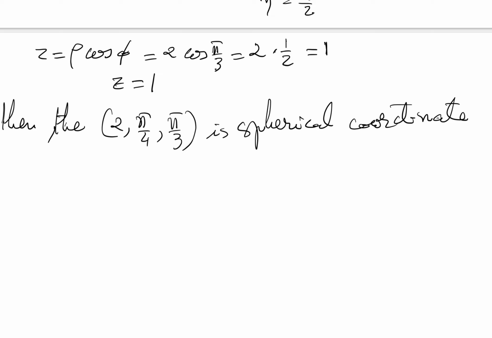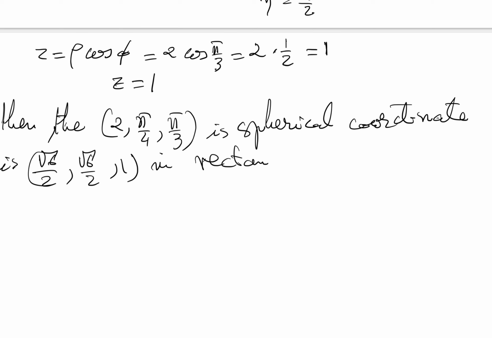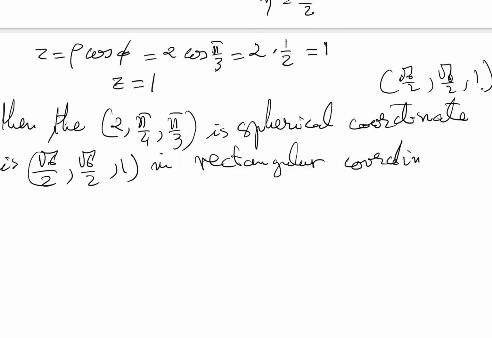So the spherical coordinate, like the rectangular coordinate, is square root of 6 divided by 2, square root of 6 divided by 2 and 1 in rectangular, or you can call it also rectangular coordinate. That's the way you do it. Or you can just say the rectangular coordinate is this one. That's it. The rectangular coordinate is just square root of 6 divided by 2, square root of 6 divided by 2 and 1. Okay? Good. That's it.